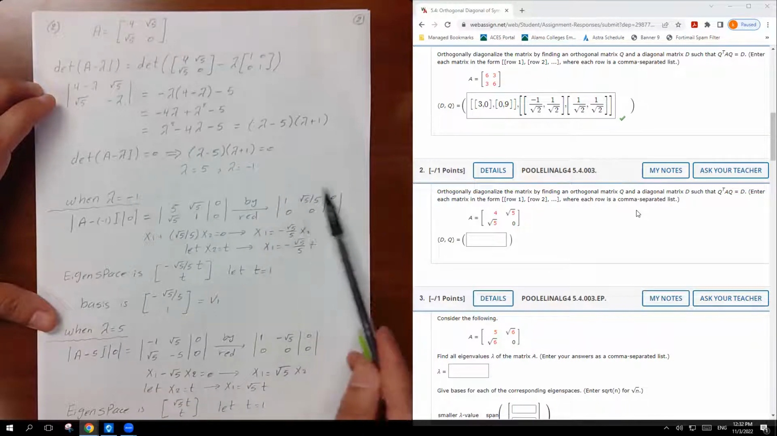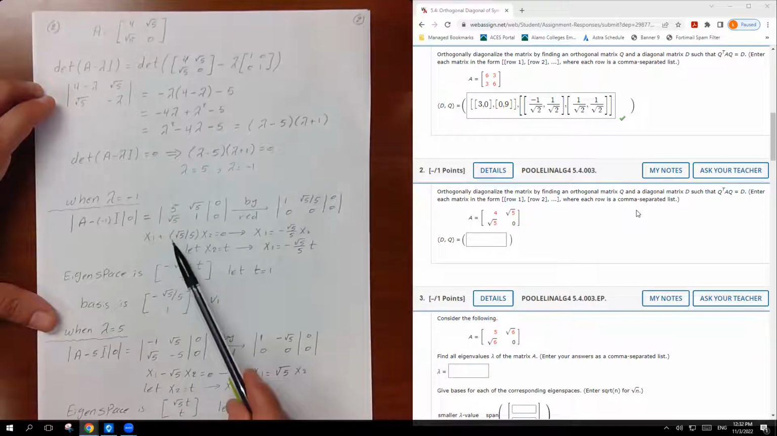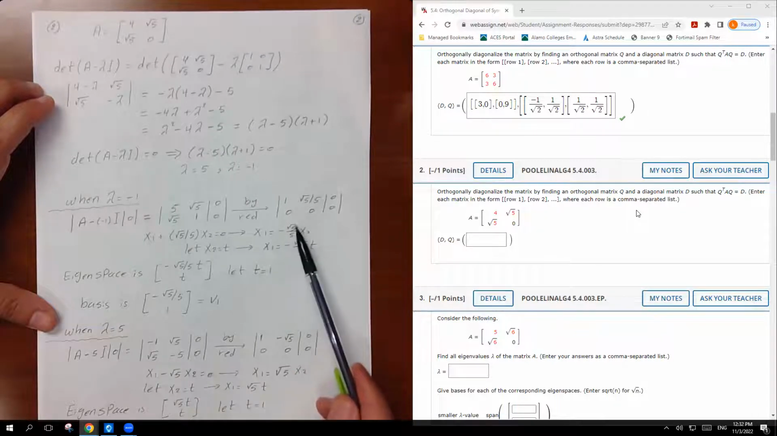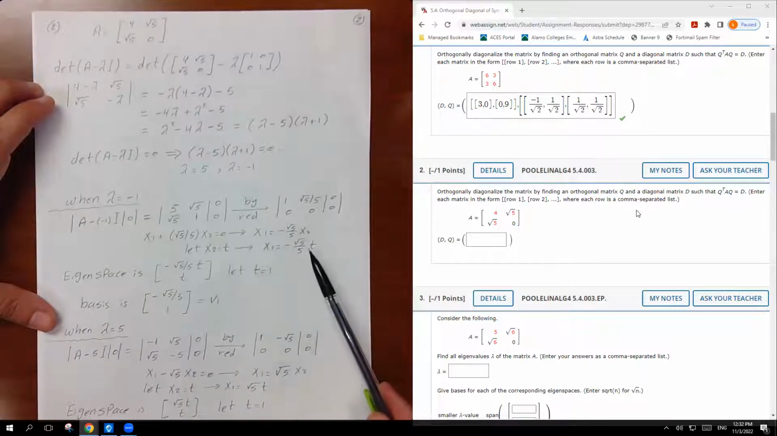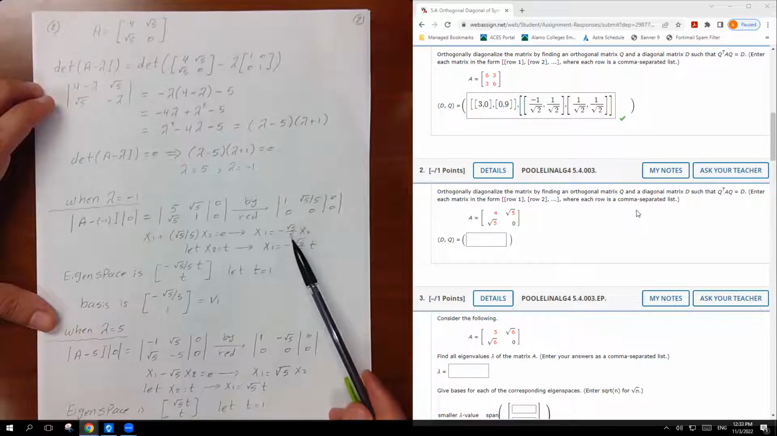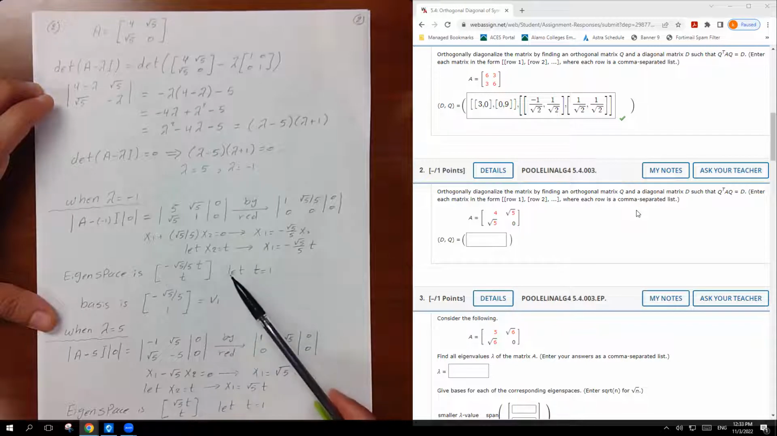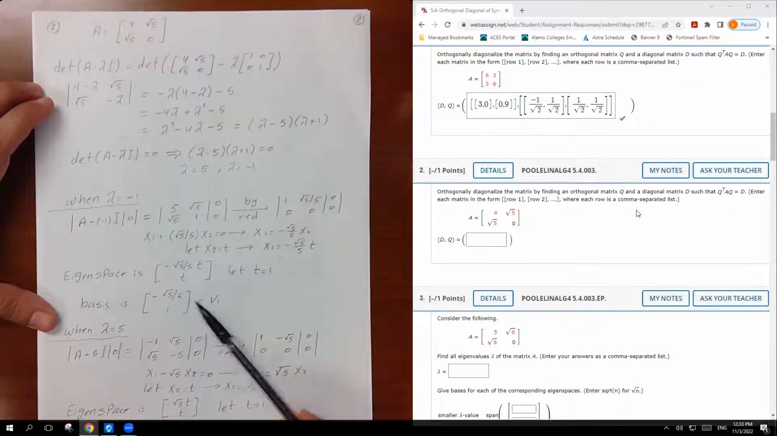That means the reduced form is going to be this one: x1 plus 5 square root of 5 over 5 x2 equals 0. So x1 is going to be negative square root of 5 over 5 x2. We're going to let x2 equal t. That means x1 is going to be negative square root of 5 over 5 t. So here's the eigenspace. We're going to let t equal 1. So the basis is going to be negative square root of 5 over 5 and 1. You can simplify this one by writing 1 over square root of 5, or you can keep it like this. It's up to you.